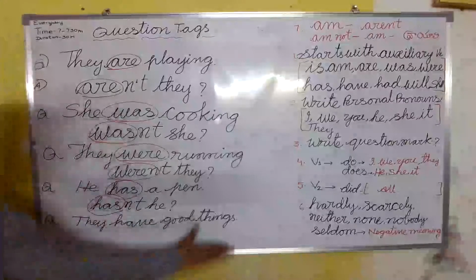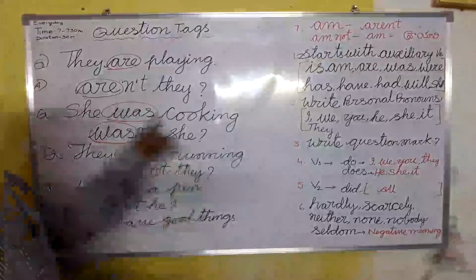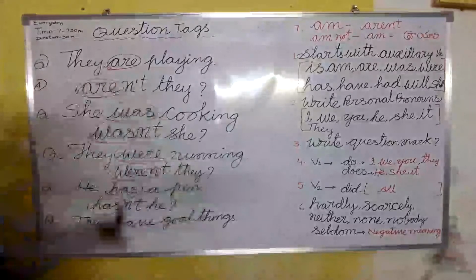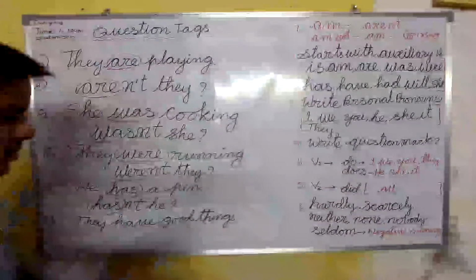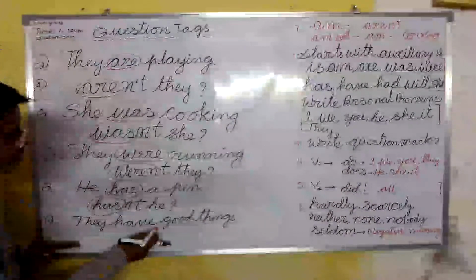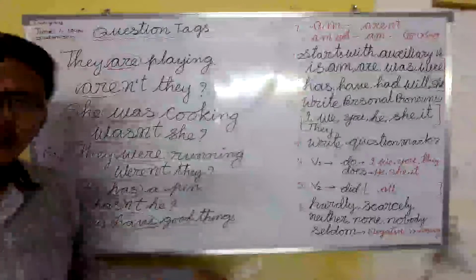What is a question tag for the sentence? The clue I told you: if you observe auxiliary verbs or helping verbs, the answer starts with the same. So here, the auxiliary verb is have. So the answer starts with have only.